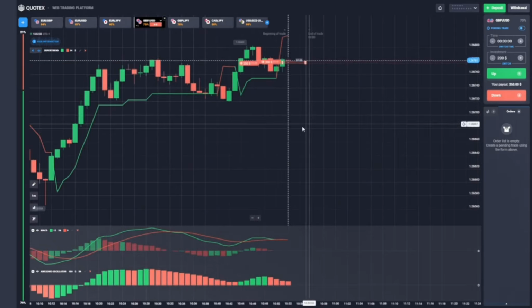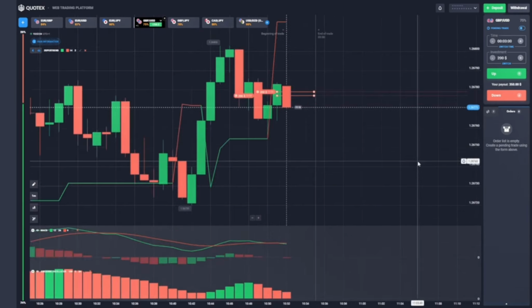This is basically the same entry conditions as on the previous entry, but different currency pair and different market conditions, so watch how the market goes.